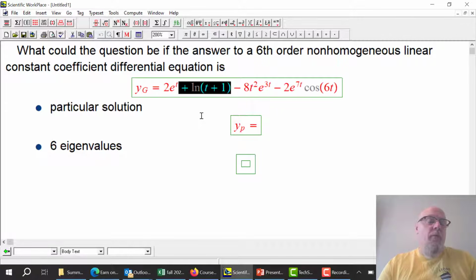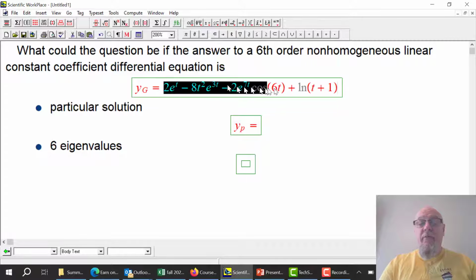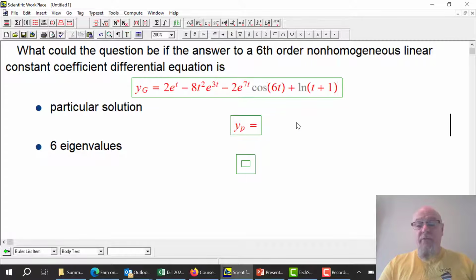So we would normally write it as homogeneous plus the particular. I'm just going to put that over here. So now this must be the homogeneous solution with the constants in it. So our first question, we figured out that that's the particular solution, the ln of t plus 1. Now, to get the question, we need the differential equation, which should be sixth order, so what are the eigenvalues?